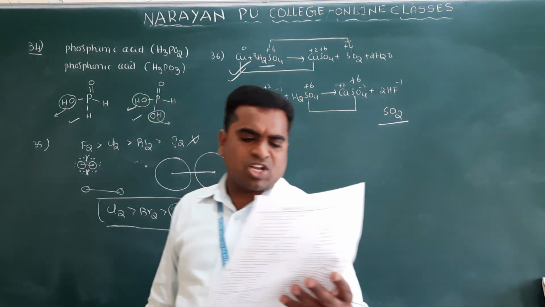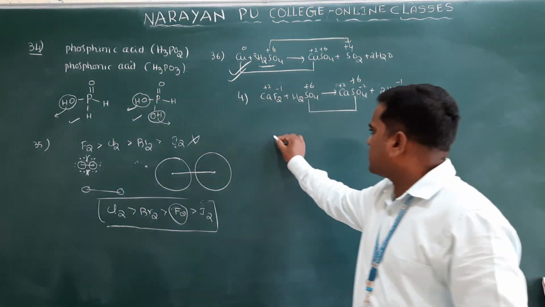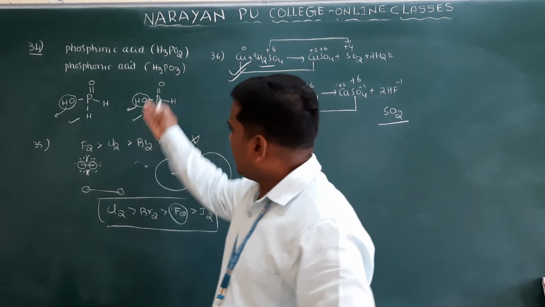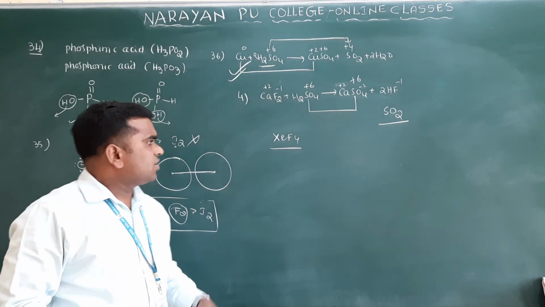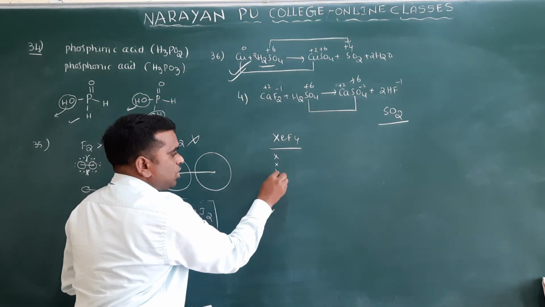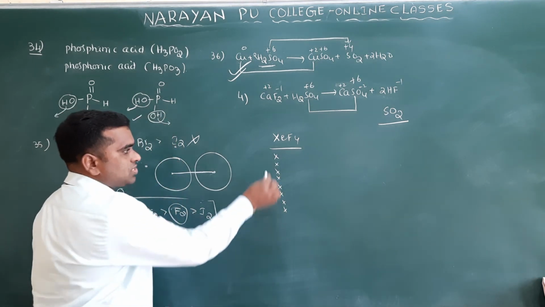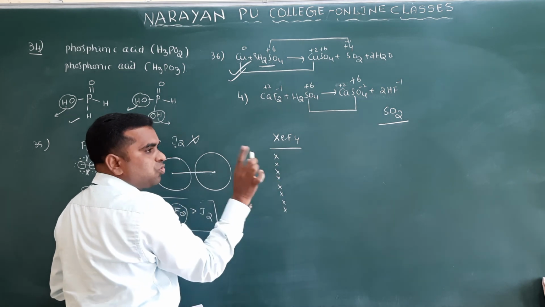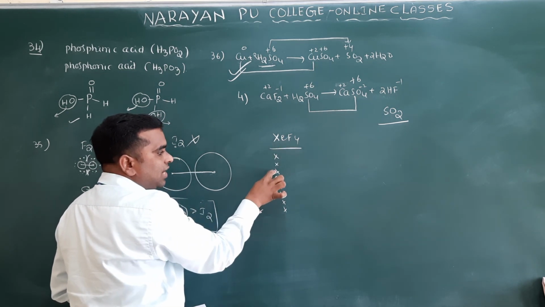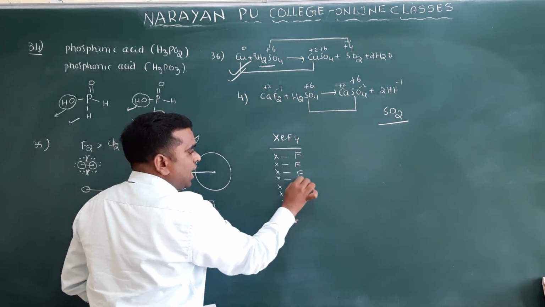Question 37. Correct geometry and hybridization for XeF4. What is it? XeF4. I already mentioned the trick for how to do this one. Xenon belongs to which group? 8th group means how many electrons do we have? 8 electrons. And xenon should form how many bonds? 4 bonds, because 4 fluorine atoms are there. To form 4 bonds, how many electrons should xenon use? 4 electrons. So 1 electron for each fluorine.